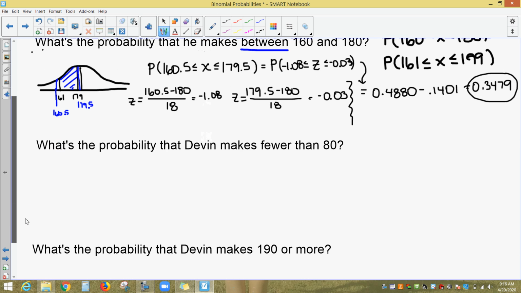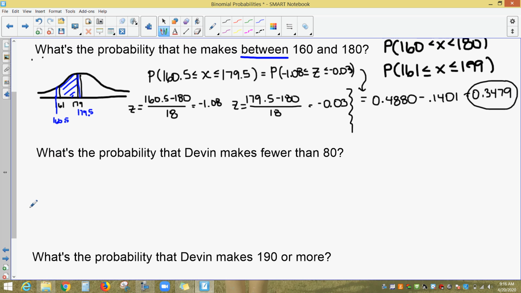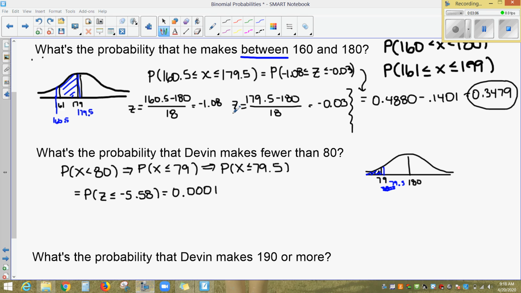Find the probability, actually I'm going to go here, if you would, that he makes fewer than 80 free throws. Find the probability that Devin makes 190 or more free throws. So pause the video, work them out, come back and see if you're right. So fewer than 80 means that we're not including the 80. So less than 80 means less than or equal to 79.